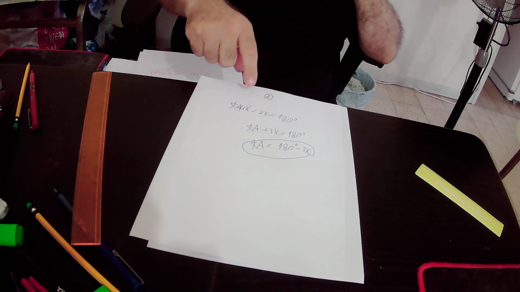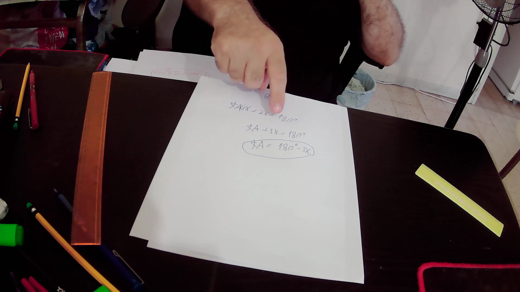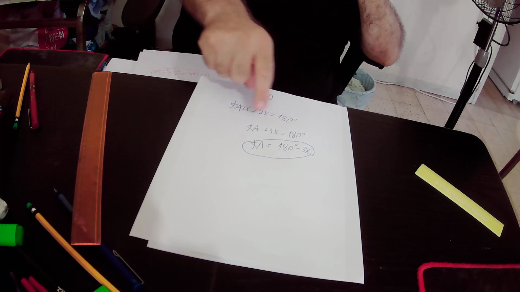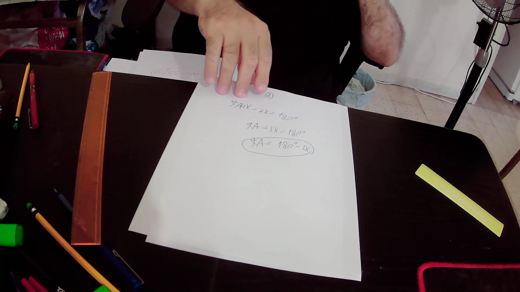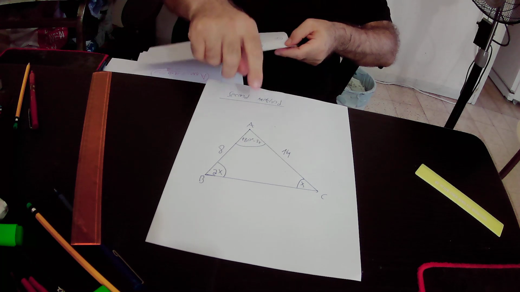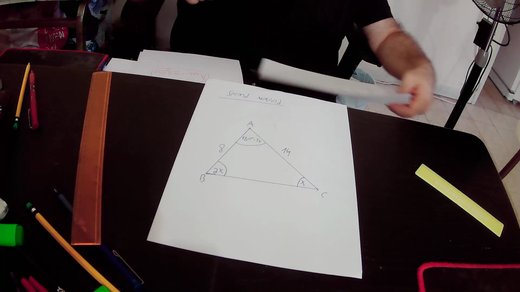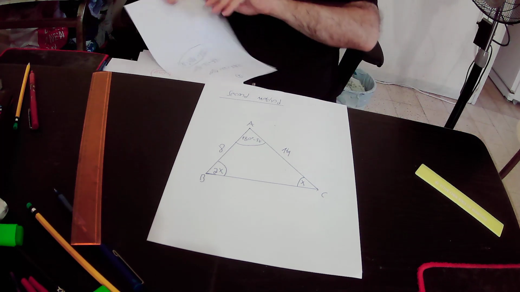Or A plus x plus 2x is 3x, so A plus 3x equals 180 degrees. So we subtract 3x from this equality, and we got that the value of angle A equals 180 degrees minus 3x. Okay, angle A equals 180 degrees minus 3x. Okay, and we actually have a rule.